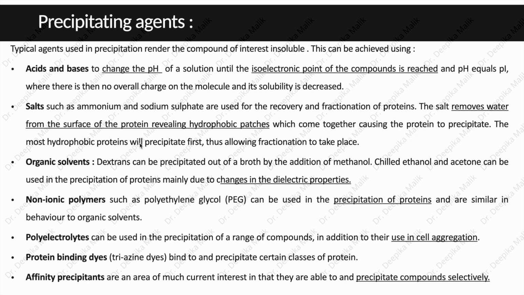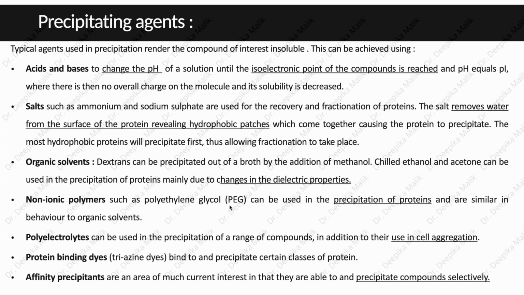The most hydrophobic proteins will precipitate first, thus allowing fractionation to take place. Organic solvents such as methanol can be used to precipitate dextrins out of the broth. Chilled ethanol and acetone can be used in the precipitation of proteins, mainly due to changes in the dielectric properties.